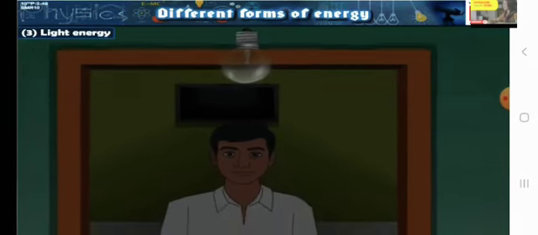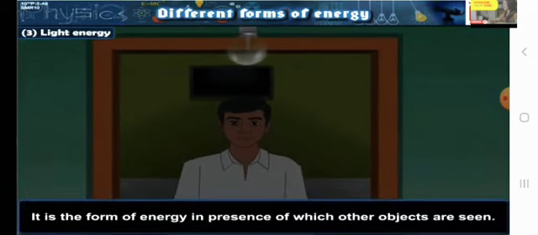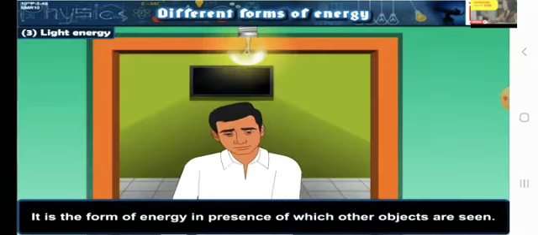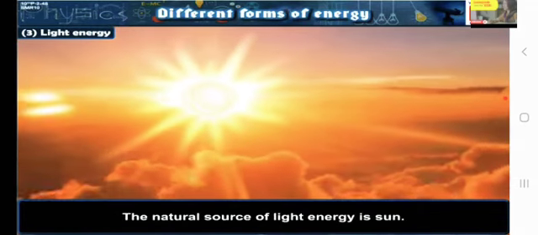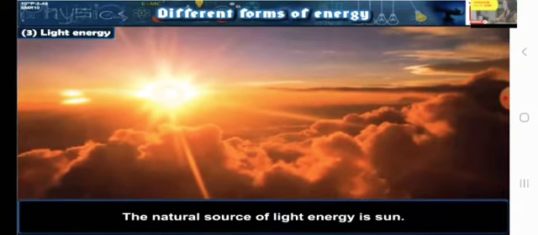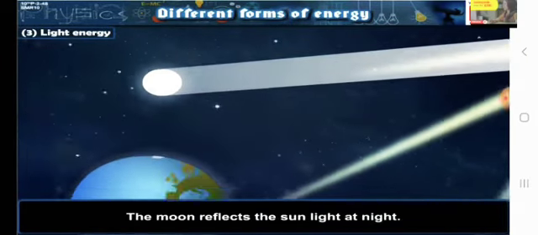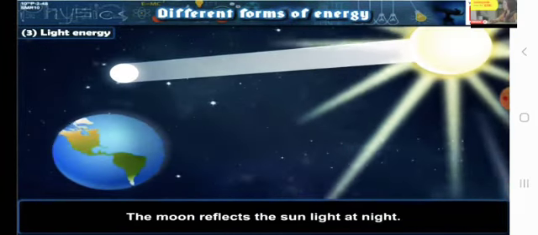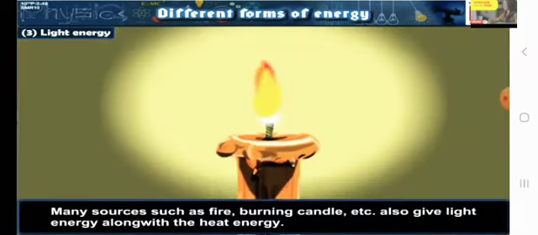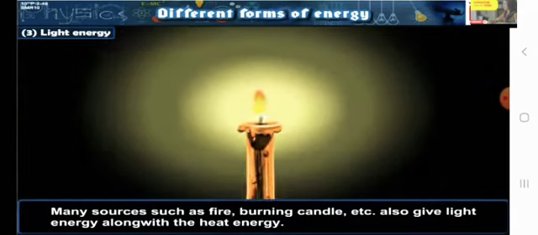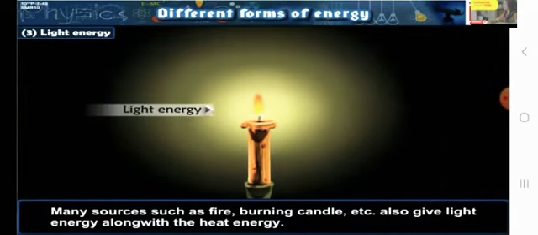3. Light energy. It is the form of energy in presence of which objects are seen. The natural source of light energy is the sun. The moon reflects the sunlight at night. Many sources such as fire, a burning candle, etc. also give light energy along with heat energy.